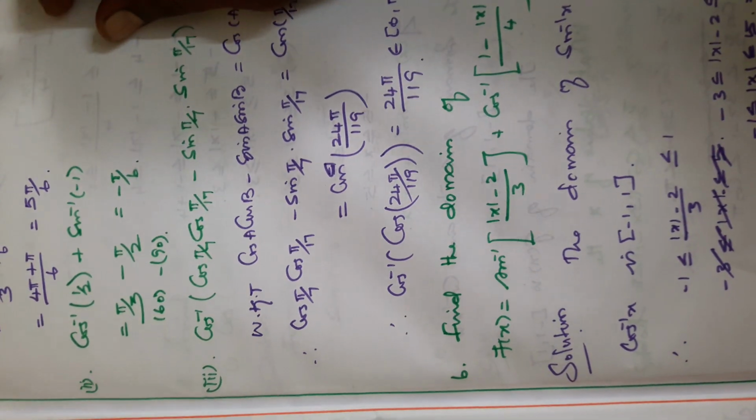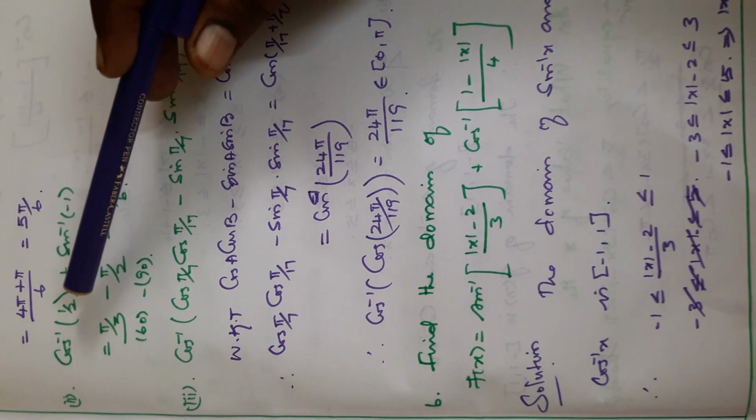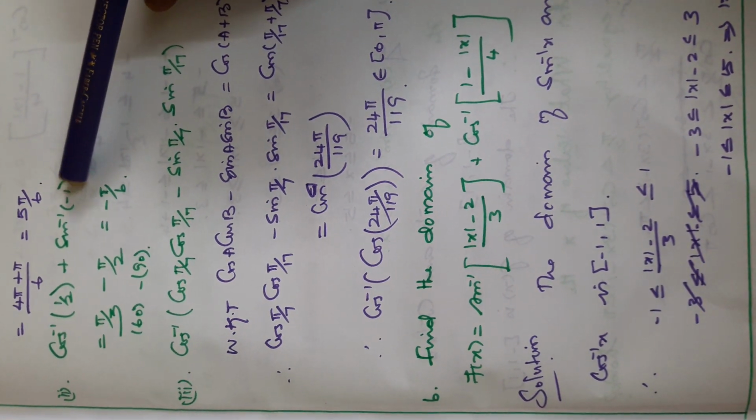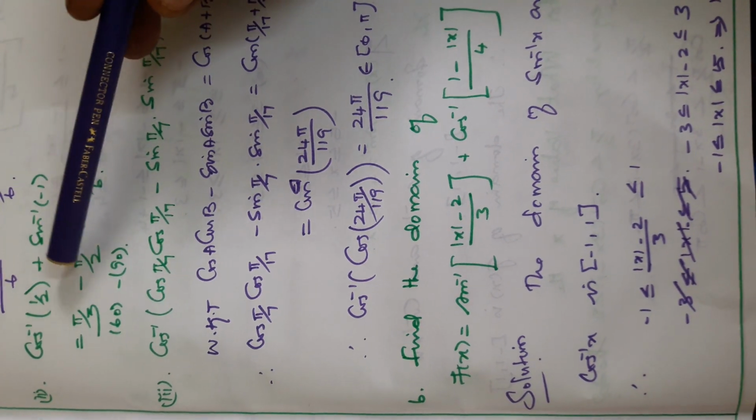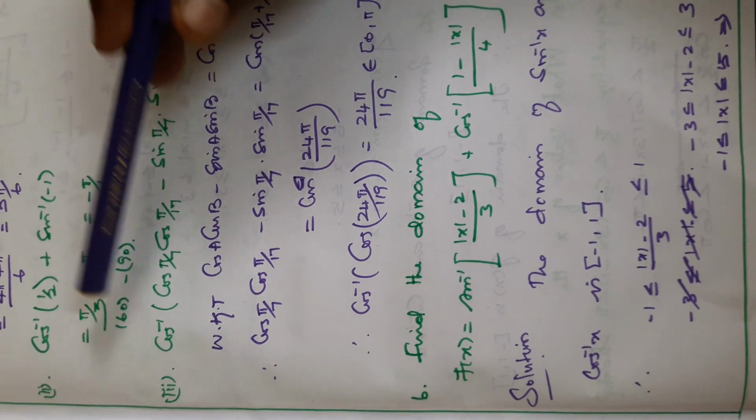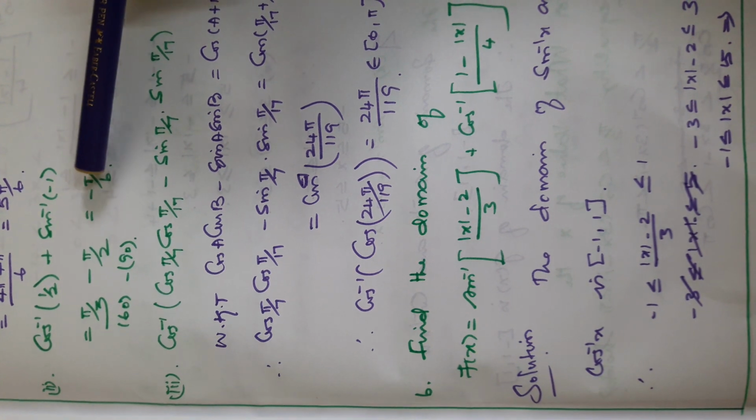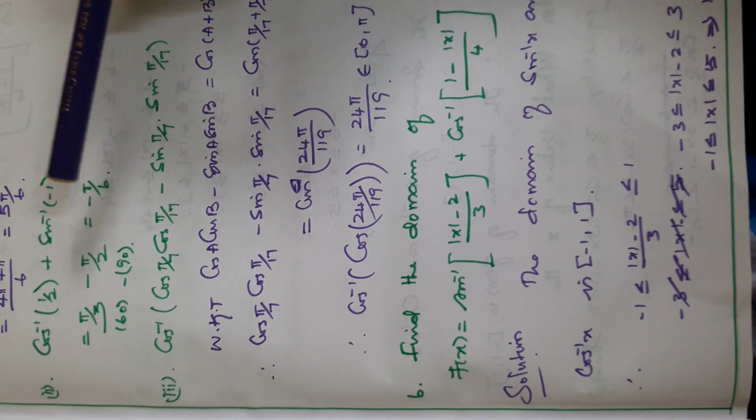The second one is cos inverse of 1 by 2 plus sin inverse of minus 1. So it becomes pi by 3 minus pi by 2, which is nothing but 60 minus 90, which is minus 30. So minus pi by 6.